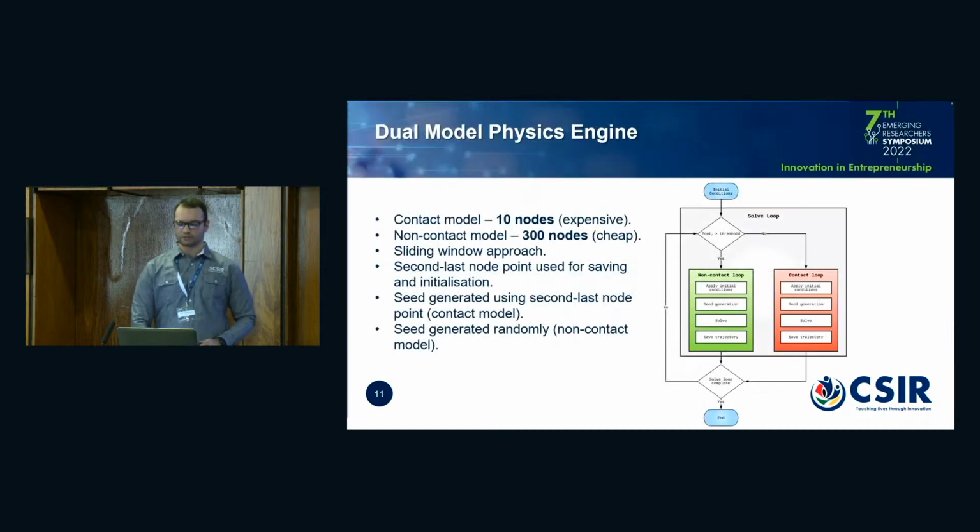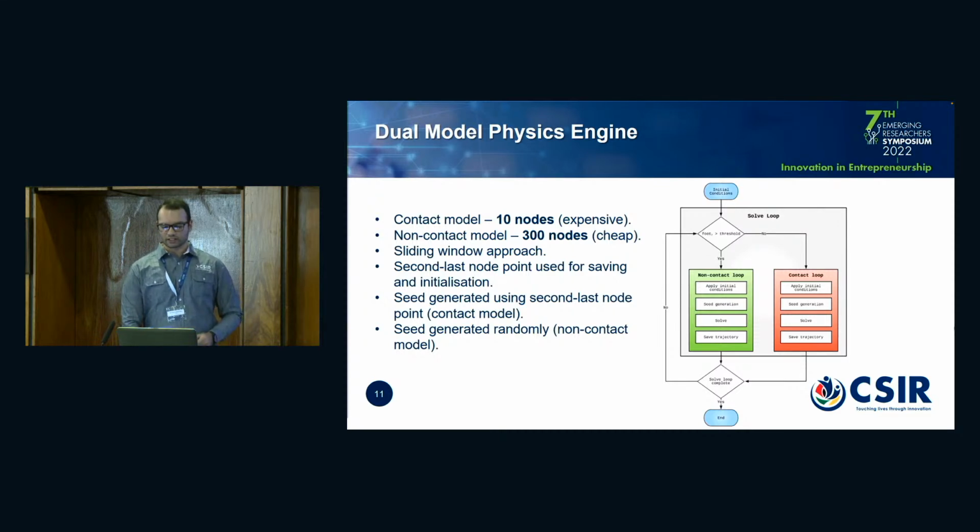Okay, so moving on to the dual model physics engine. The two models are now integrated into an overarching solve loop. And upon entry of this solve loop, the foot height is checked to determine whether the robot is in the air or if it's making contact. So in each of the contact and non-contact loops, the initial conditions are applied, the seeds are generated, the model is solved, and the trajectory is then saved.